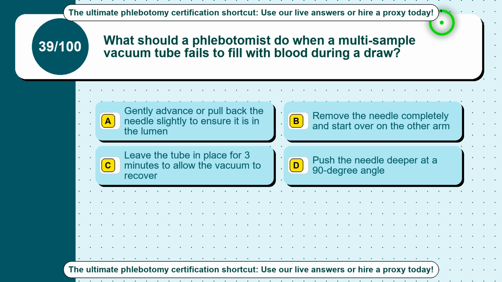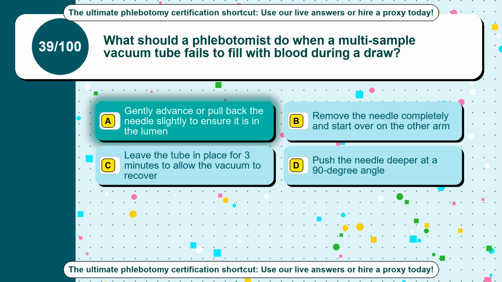Question 39. What should a phlebotomist do when a multisample vacuum tube fails to fill with blood during a draw? Option A. Gently advance or pull back the needle slightly to ensure it is in the lumen. Option B. Remove the needle completely and start over on the other arm. Option C. Leave the tube in place for 3 minutes to allow the vacuum to recover. Option D. Push the needle deeper at a 90-degree angle. The correct answer is option A.